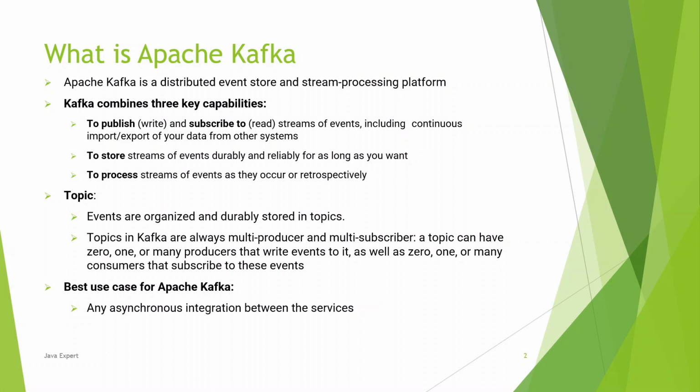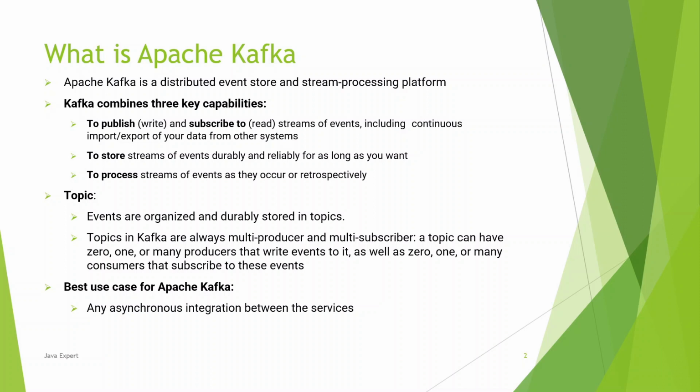Next, we will discuss topics in Apache Kafka. A topic is one of the main components in Apache Kafka. Whenever you publish any message or event, it is stored in the topic. So events are organized and durably stored in topics. Topics in Kafka are always multi-producer and multi-subscriber, which means in a particular topic, more than one producer can publish a message. In the same way, more than one consumer can subscribe to and receive the message from the topic. That's why it is described as multi-producer and multi-subscriber.